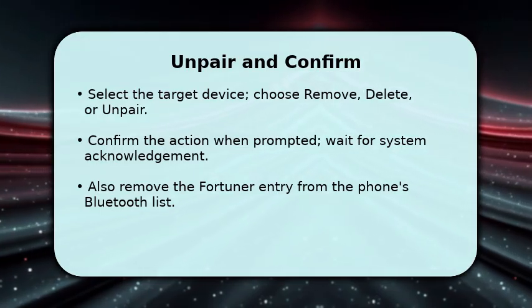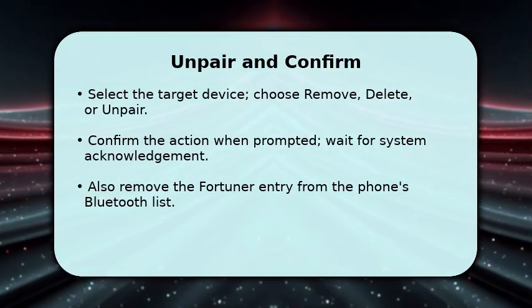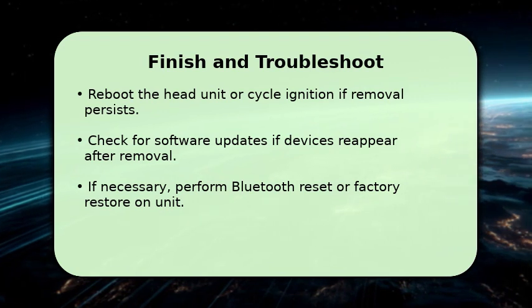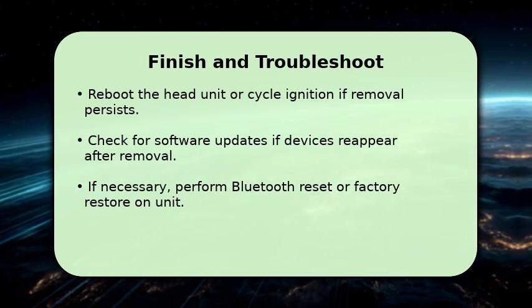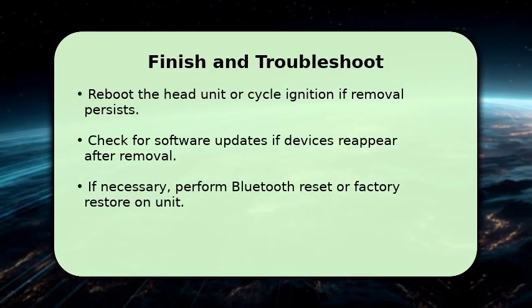To complete the process, restart the head unit or turn ignition off then on. This clears transient memory and confirms the device is gone. Make sure the phone cannot reconnect automatically. If it can, repeat the delete on both sides and disable auto reconnect on the phone.